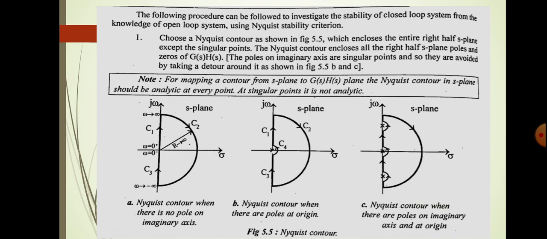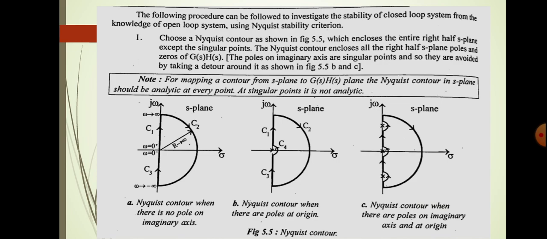In the first step, in the question we will be given a function G(s) H(s), that is the open loop transfer function. From that open loop transfer function, we have to predict the stability by using the Nyquist criteria. So the first step is that we should choose a Nyquist contour. We can choose a Nyquist contour as shown in figure A, figure B and figure C.